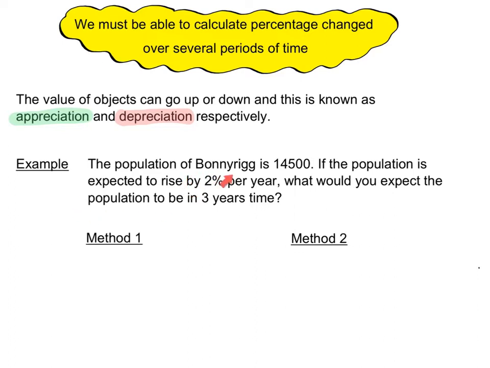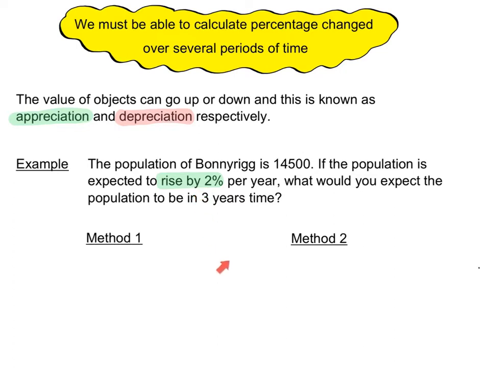Now what we're going to do is look at this first example here. The population of Bonnyrigg is 14,500. If the population is expected to rise by 2% a year, what would you expect the population to be in 3 years' time? That means every year the population is going to go up by 2% from the previous year. A really common mistake here is to think, well, I'm adding 2% 3 times. But remember, 2% of 14,500 is not going to be the same as 2% of the population a year later. So every time that 2% will be a different number. So we can't just work out 2% once and then multiply it by 3. That would be a really common mistake and we should avoid that.